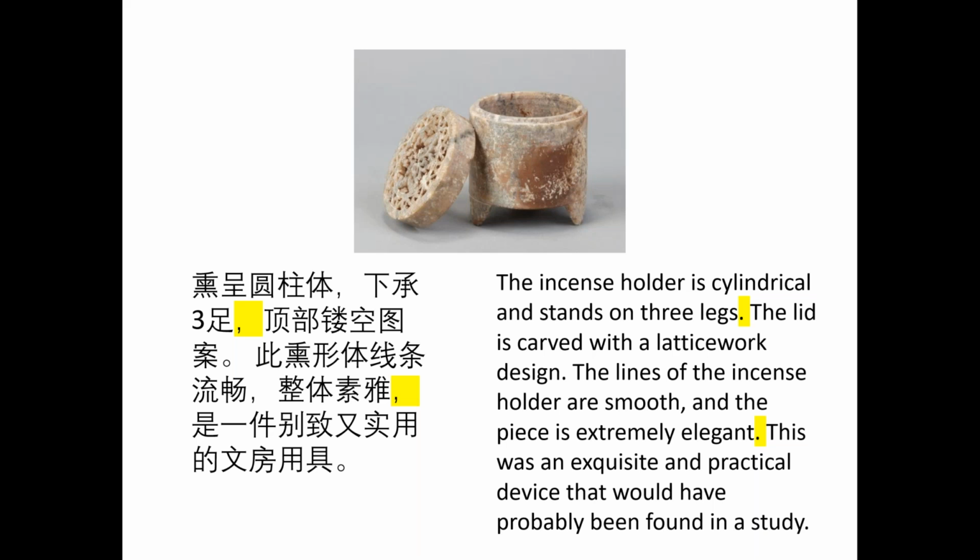So as an example here, again, of a text that I translated for a client, we have two commas in the Chinese, and we're replacing them with two full stops or periods in the English. I think it really makes sense here because we start talking about the incense holder as the subject, then we go to the lid, and then we go back to the object as a whole. So it just reads easier if we use full stops.